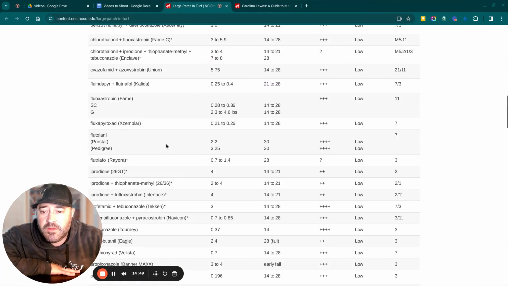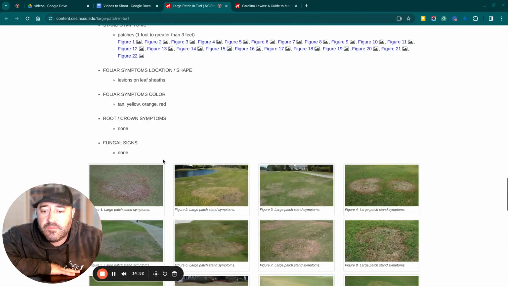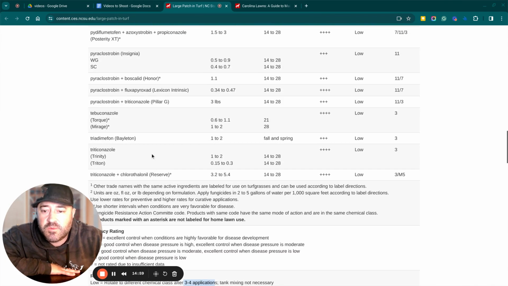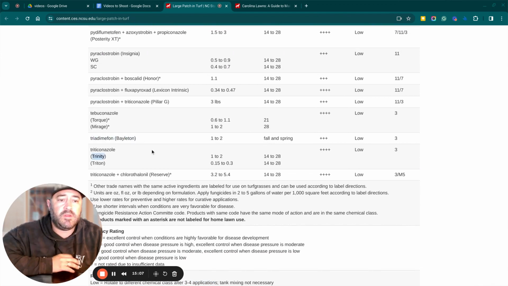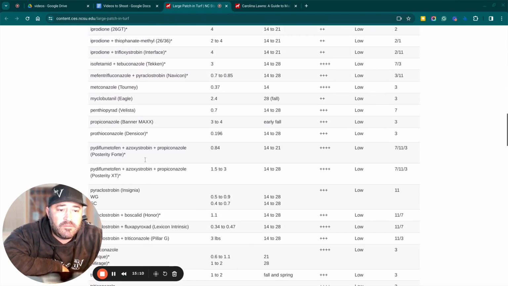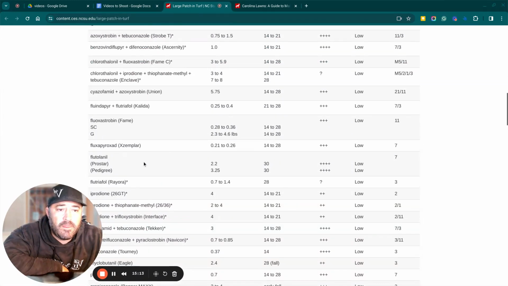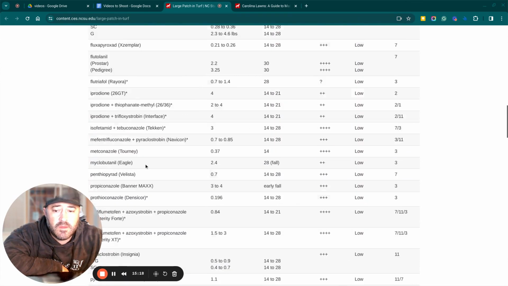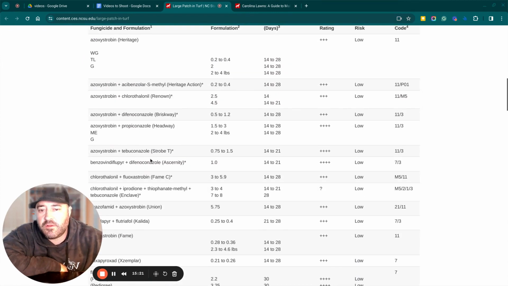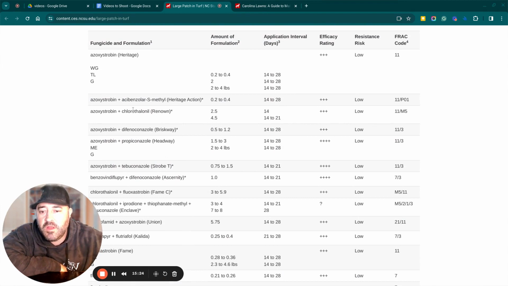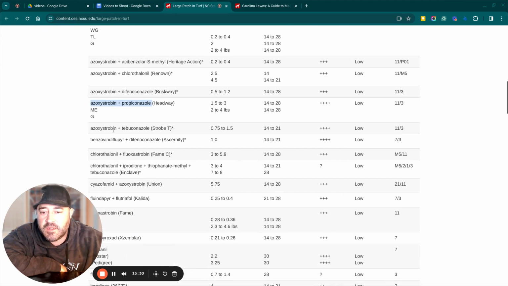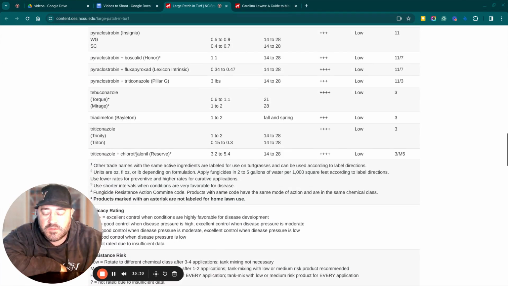So if you're using like Headway, 3 or 4 applications, and then you want to switch it up, you can switch it up with this product right here, or you can switch it up with that product. And so if you're in the store and you're at Lowe's or Home Depot, you want to see if you can find anything that has any of these active ingredients in it, and that's the product you'll want to use on large patch.